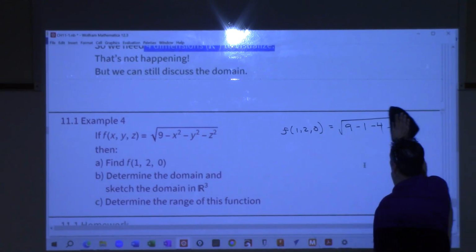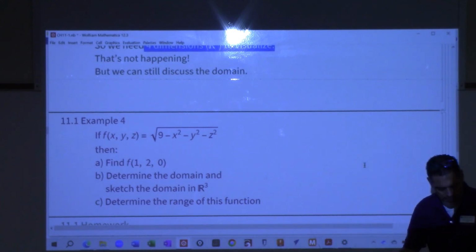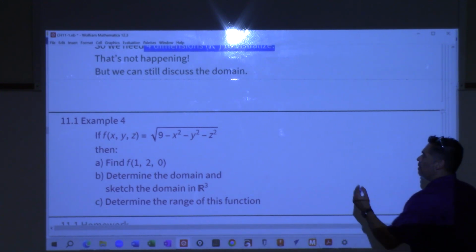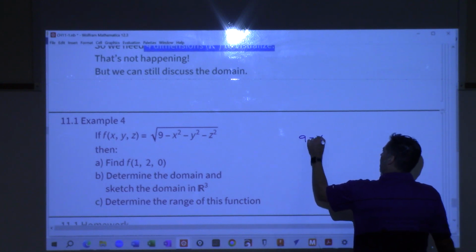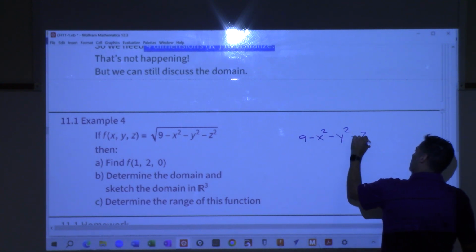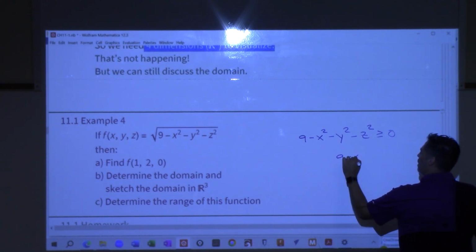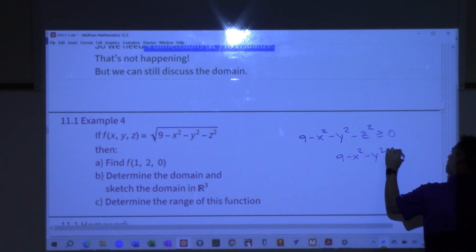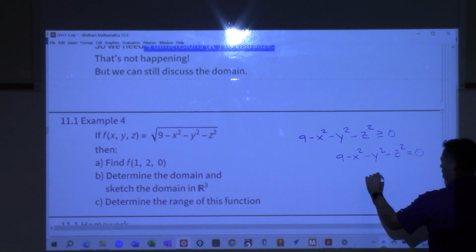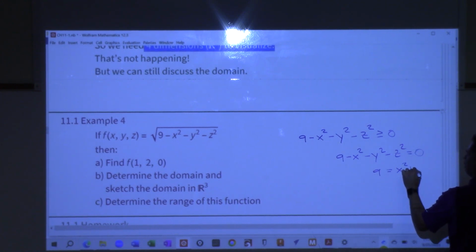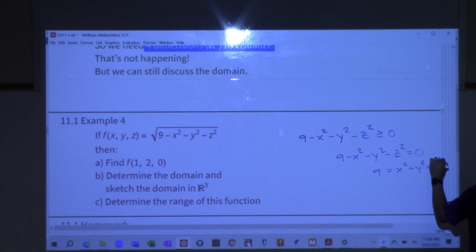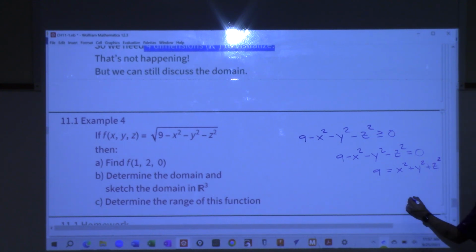All right, what about the domain of this one? Well, you have a square root, right? So what do you need on this function for it to be defined? We need 9 minus x squared minus y squared minus z squared to be greater than or equal to 0. But if we change that to an equals, what do we get? So 9 equals x squared plus y squared plus z squared. This is a what? Sphere. Radius what? 3.